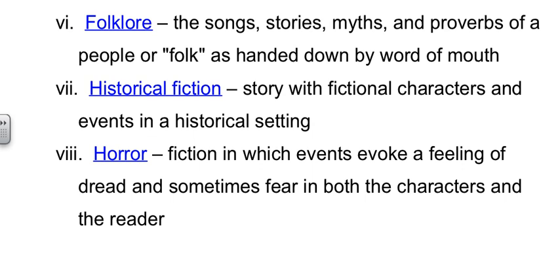Horror is the next genre. Horror is fiction in which events evoke a feeling of dread and sometimes fear in both the characters and the reader. So horror novelists, people like Stephen King, so anything by Stephen King, Clive Barker, Dean Koontz, these are all horror novelists. They're out to scare you.